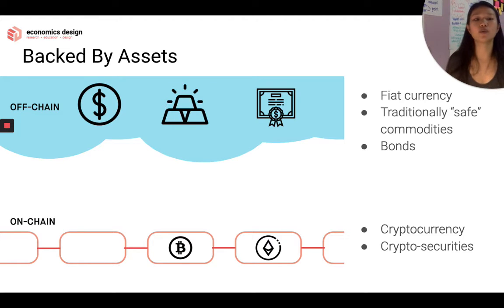The on-chain example would be your cryptocurrencies or your crypto securities. That could be Bitcoin, Ethereum, or crypto securities like tokenized gold, tokenized diamonds, tokenized bonds. Basically, the tokenized version of everything that you see on the off-chain side. It's possible and there are projects doing that. It's just making sure that the valuation of your ecosystem or your project is backed by something that has value.